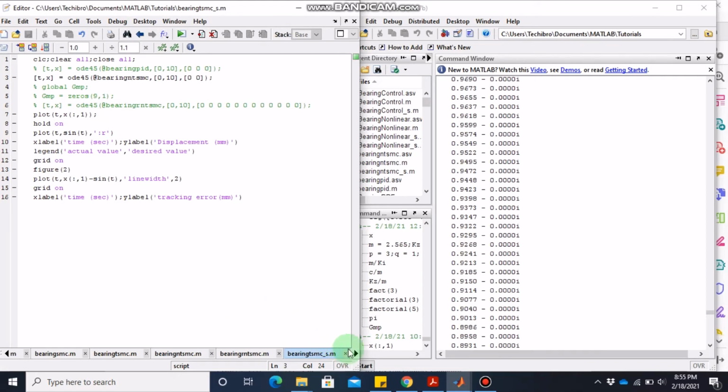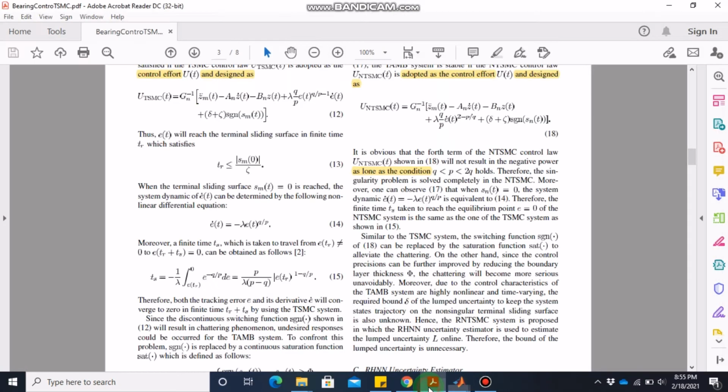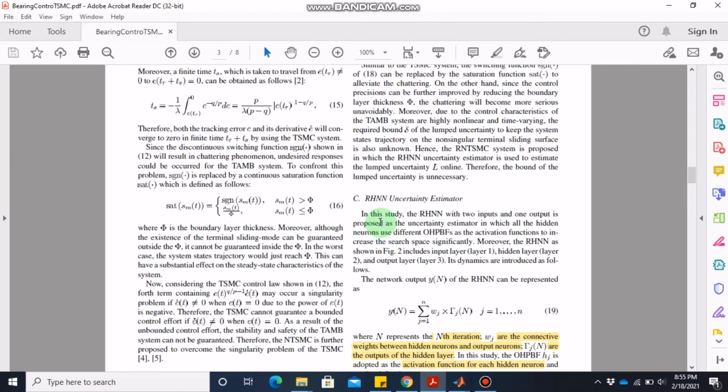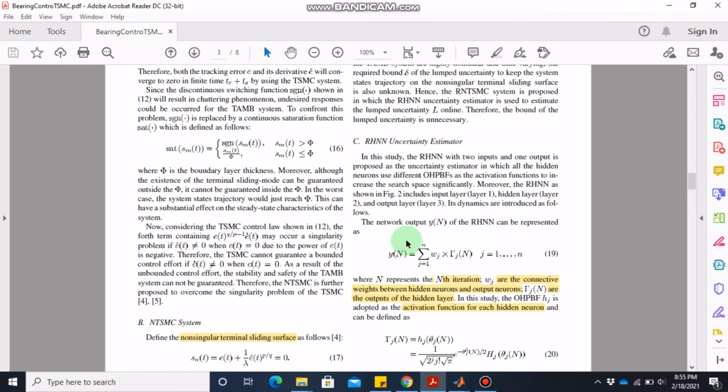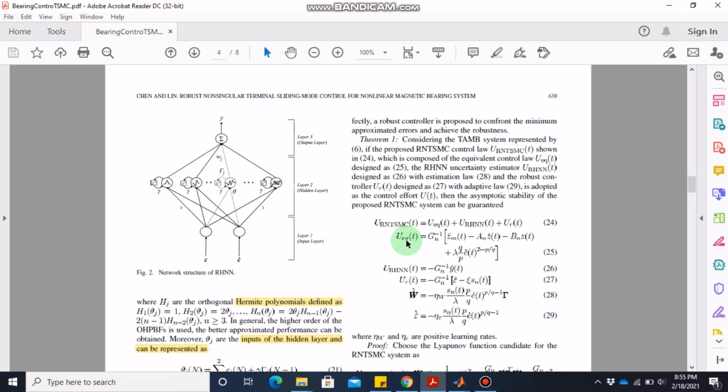And last but not the least, of course, we will discuss the non-singular terminal sliding mode control with a robust part and the neural networks. I have one previous video on neural networks which involved sliding mode control with RBF neural networks. These are the Hermite polynomial based neural networks. The RBF neural networks are based on a slightly different polynomial.